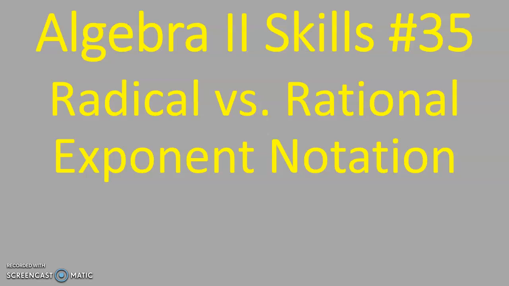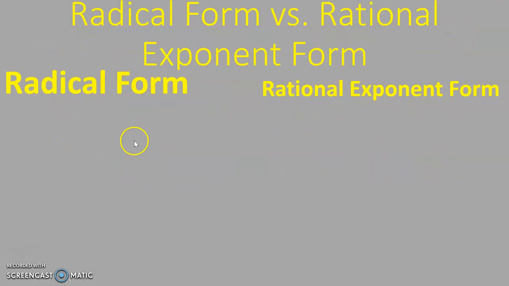All right, Algebra 2 skills number 35, radical versus rational exponent notation. So let's see what this is all about. All right, so we've got a split screen here, radical form versus rational exponent form.